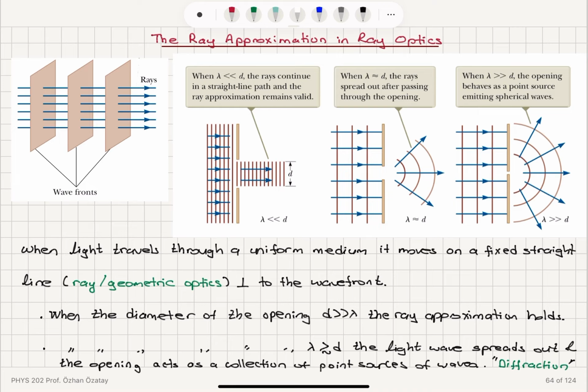Okay, so in summary, we're talking about the ray approximation. Ray approximation means light traveling through a uniform medium will move on a straight line perpendicular to the wavefronts. And this ray approximation holds for a slit opening much greater than the wavelength of light, but when it is comparable to the wavelength of light or less than the wavelength of light, we have the spreading effect. In the extreme case, when it is much less than the wavelength, the slit acts as a single point source emitting spherical waves. This effect we call diffraction.